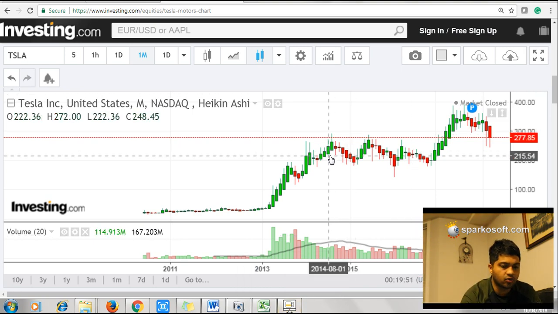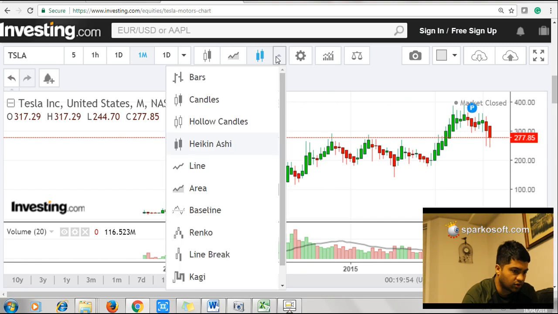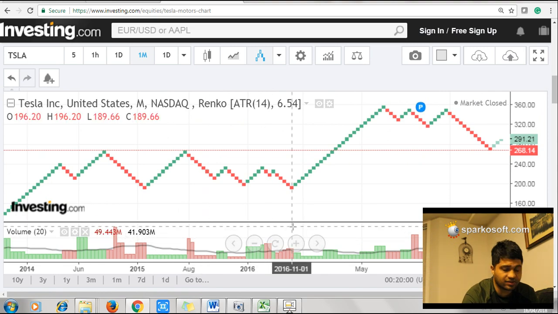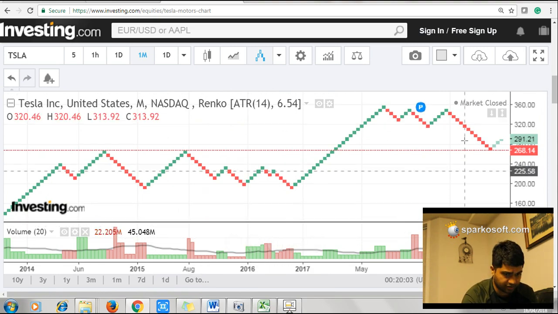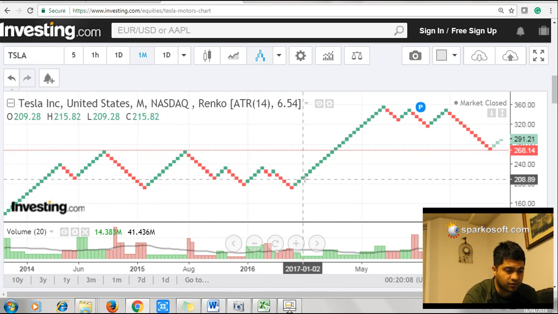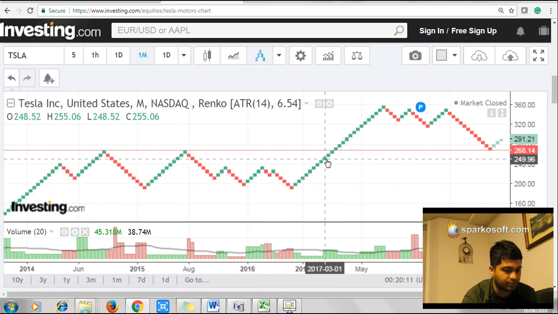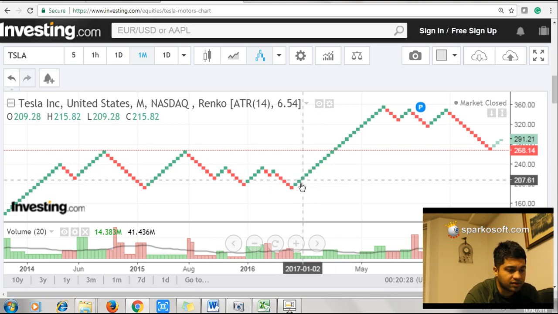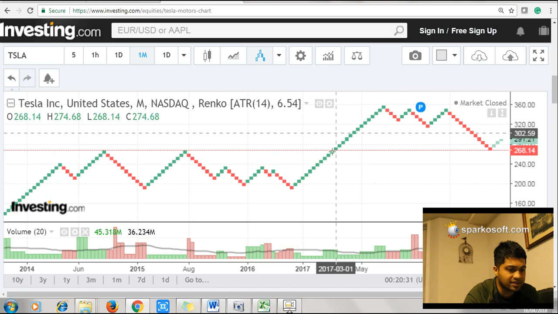Okay, before moving on, there is one more type of chart called Renko. Renko doesn't have time involved. It just has price. So what does Renko do? Renko creates steps of particular prices, 5 points or 10 points or whatever is the default setting. If the price changes by more than that set step, then a new candle is created. Otherwise it continues in the same candle.